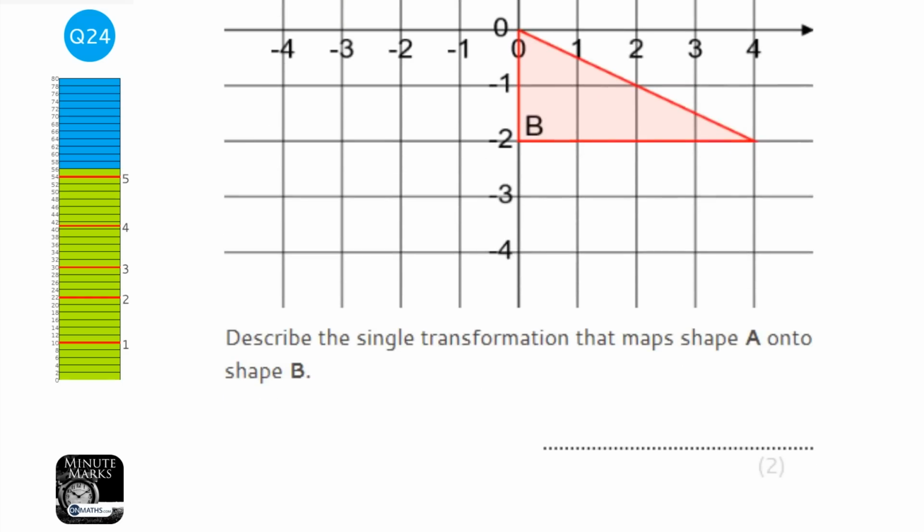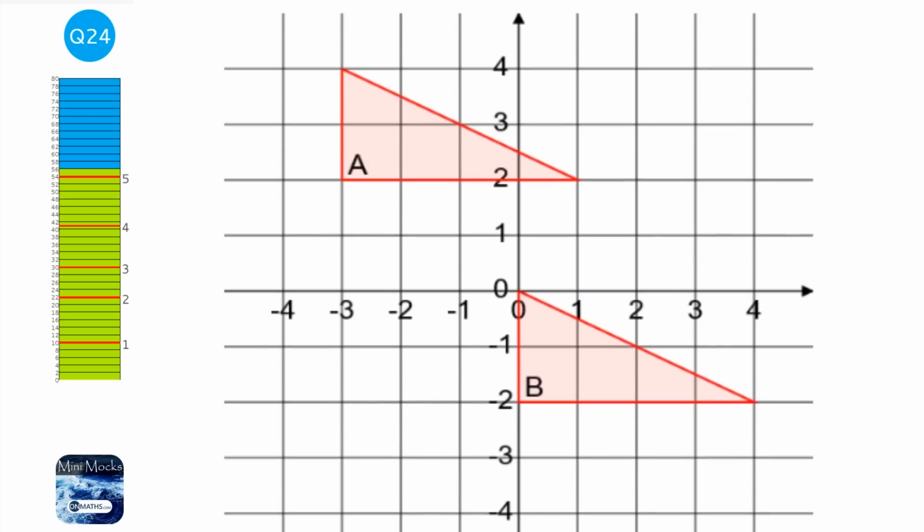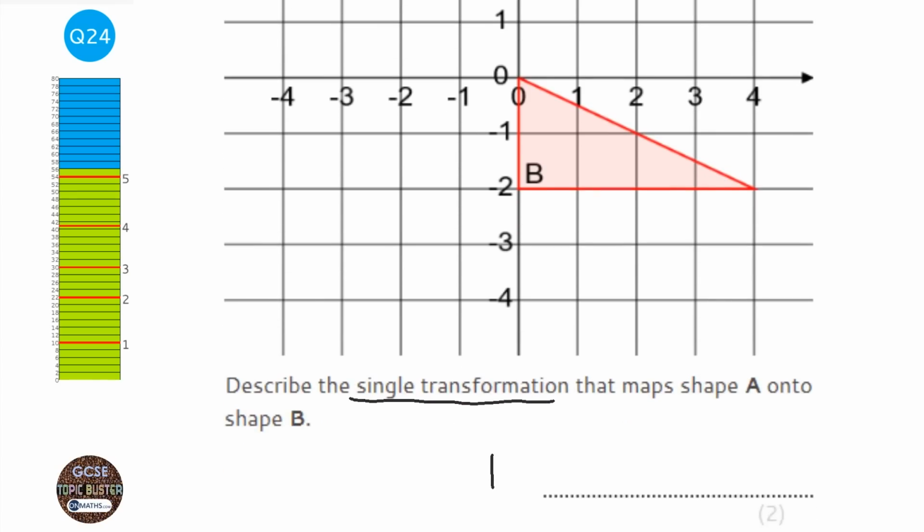Okay, so we're asked for the single transformation that maps shape A onto B. So I'm starting A, going to B. And I first of all got to figure out which transformation I'm looking at. Well, it's not an enlargement because it hasn't grown or shrunk. It's the same size. It's not a rotation or reflection because it's kind of the same way around. It's exactly the same shape. All that's happened is it's moved, and that means it's going to be a translation. So I'm going to say translation.